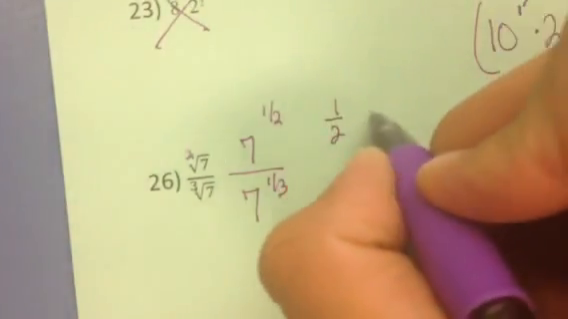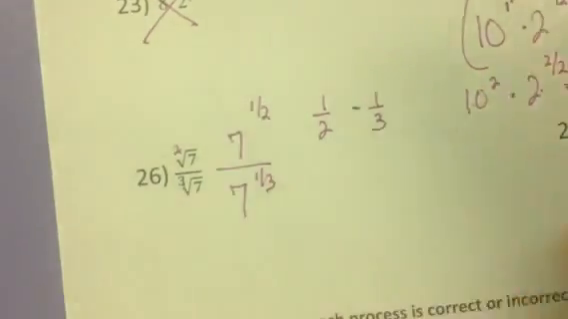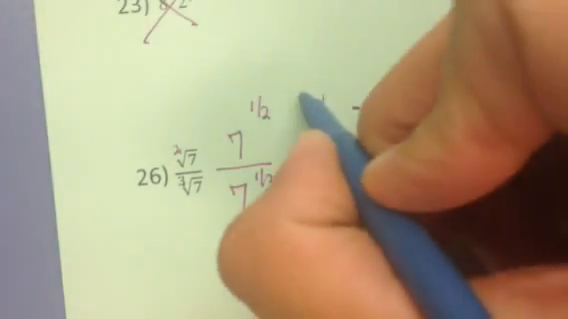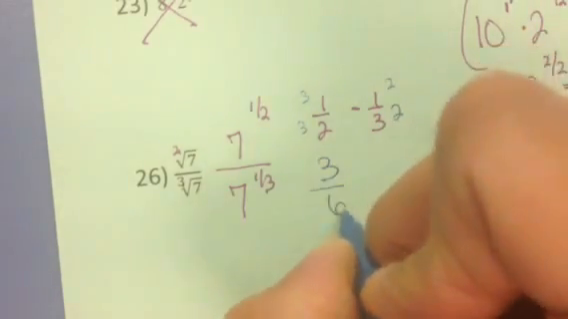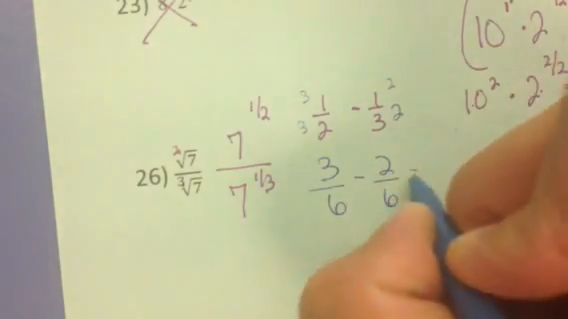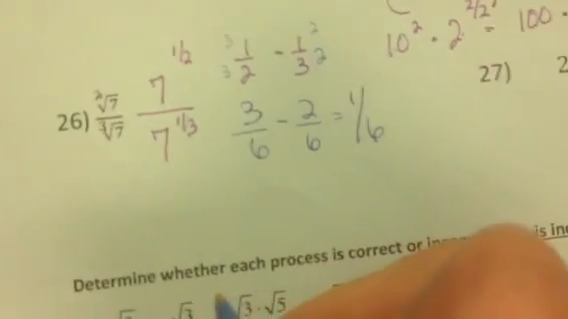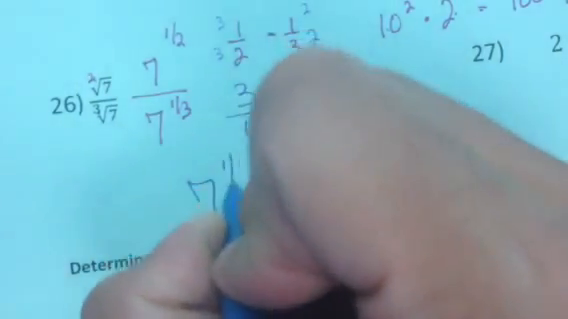All right, so I'm going to take 1/2 minus 1/3. I'm going to get a common denominator, which is 6. I'm going to multiply this by 3 and this by 2. That's going to give me 3/6 minus 2/6, which is 1/6. So when I'm done, 1/6 isn't my answer, it's 7 to the 1/6.